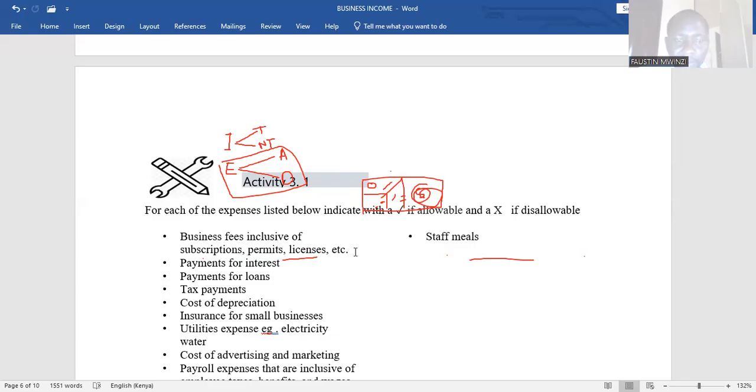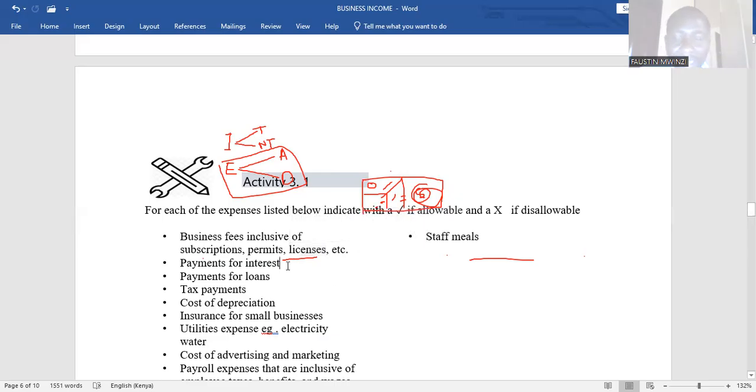I believe these are allowable expenses. If you are required to operate a hotel and you cannot operate that hotel without the county council permit, how do you operate? It's expenditure that you have to incur for you to run that business. It is allowable, except that we disallow things like licenses if they are once off. It becomes capital. But if it is a license that is renewable, you have to allow it.